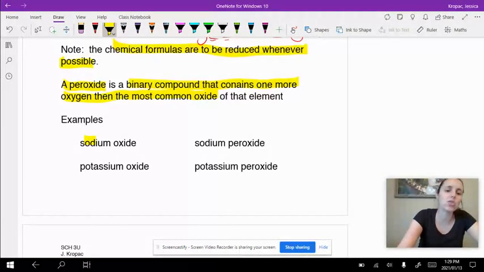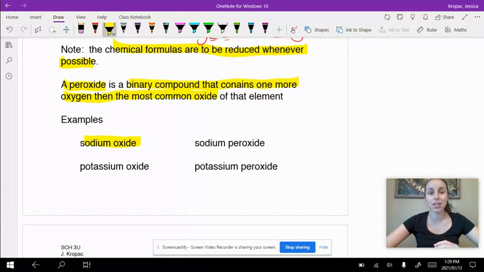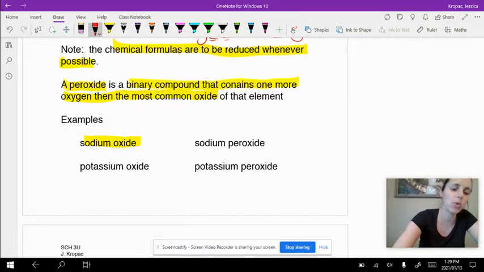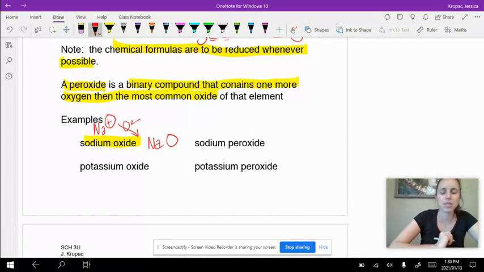What a peroxide is, it's a binary compound that contains one more oxygen than the most common oxide. So essentially, it's one more oxygen than you would expect to have based off the crossing over rule. So I'm going to show you what this looks like. Let's take a look at sodium oxide. So sodium oxide, if I was naming this like a regular binary compound, sodium would have a charge of Na+, oxygen would have a charge of O2 negative. So we have Na, we have O, we cross over our charges, so this 1 comes next to the oxygen.